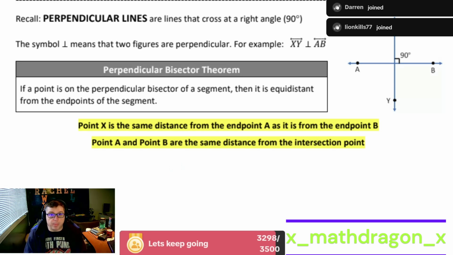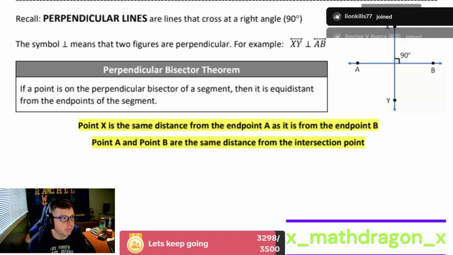So what are perpendicular lines? Perpendicular lines are lines that cross each other at a 90-degree angle. So when you have two lines that intersect and they form a 90-degree angle, those are called perpendicular lines. With that information, we can draw an example where you see XY is perpendicular to AB.